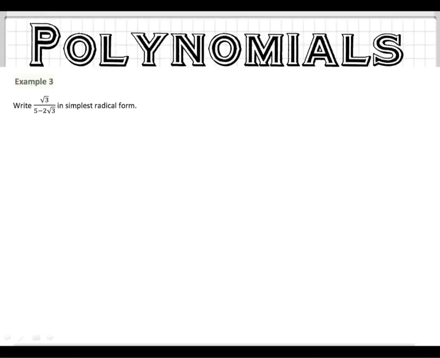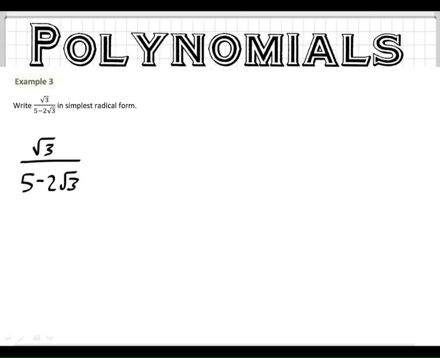Alright, last example for this lesson. Here we got a square root, a radical on the denominator of this ginormous fraction. We can't have that. So what we're going to have to do to get rid of that is multiply it by its conjugate. Now we're just talking about the bottom right here. So we have radical 3 over 5 minus 2 radical 3.